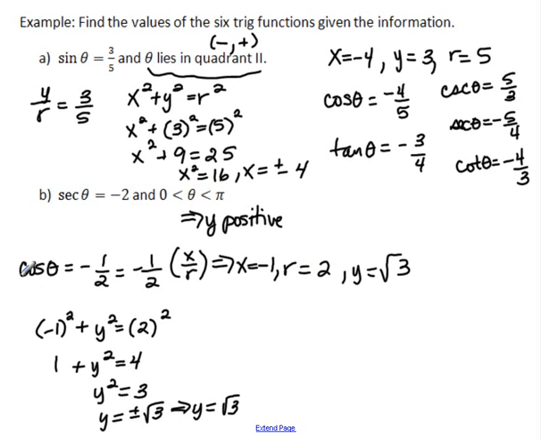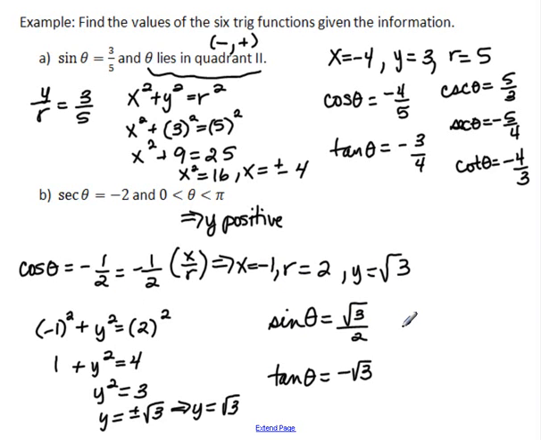So knowing cosine allowed us to figure out the rest of the trig functions, because now we can figure out what sine of theta is. Sine theta would be y over r, the square root of 3 over 2. Tangent of theta is y over x, so the square root of 3 over negative 1, or negative square root of 3.